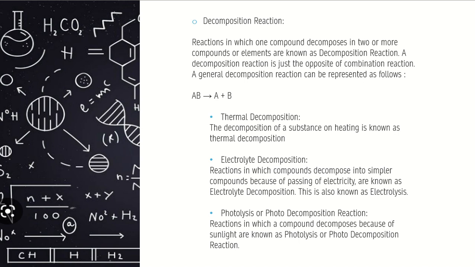Now, electrolytic decomposition. We have already learned about this in 8th grade, I think. It's a reaction in which compounds decompose into simpler compounds because of the passing of electricity. And then we have photolysis or photodecomposition reaction. Reactions in which a compound decomposes because of sunlight are known as photolysis or photodecomposition reactions. I have not given examples in these, but if you want to look at examples, you can either check your textbook or search on the internet.